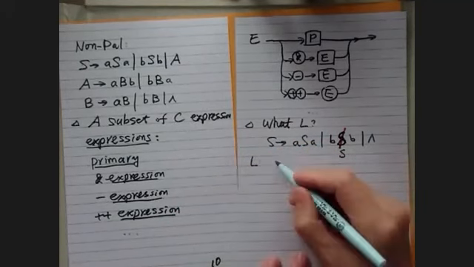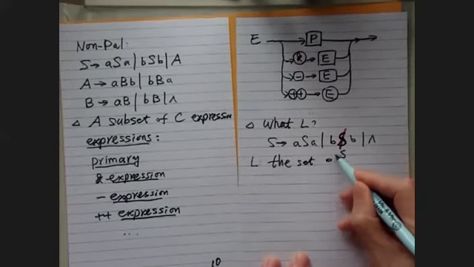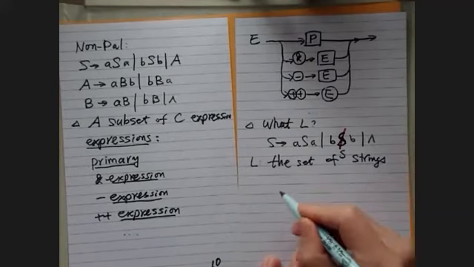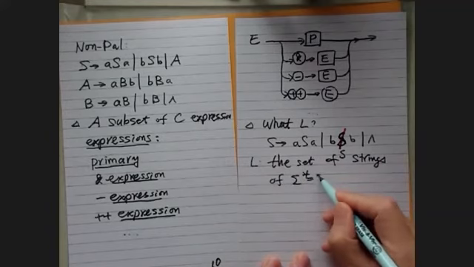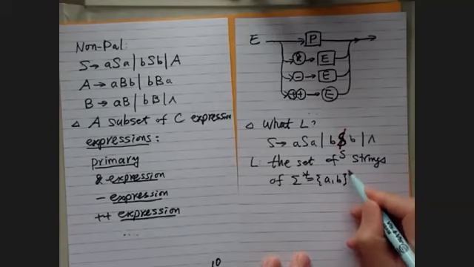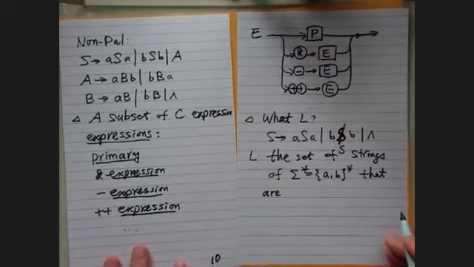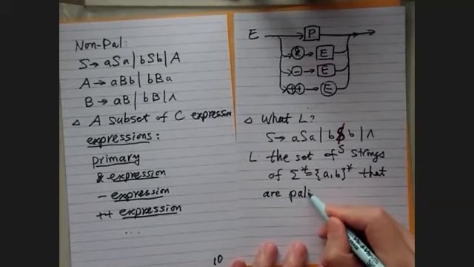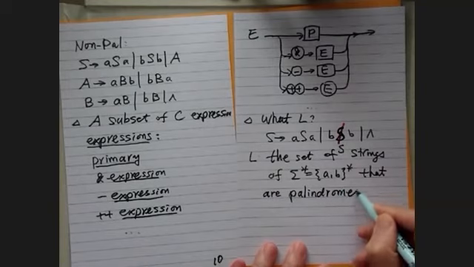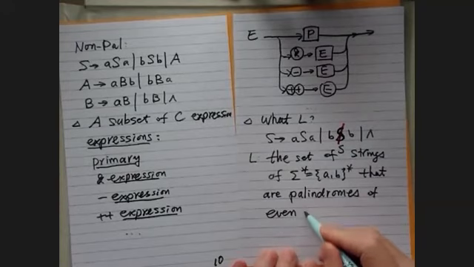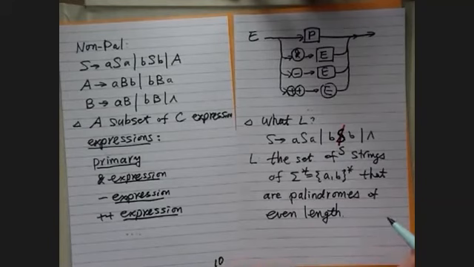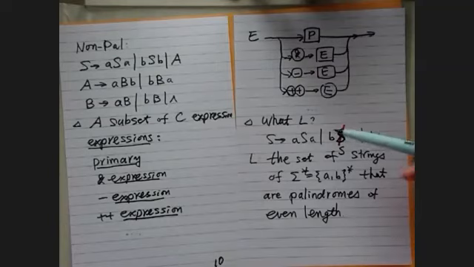So it is the set of strings over the alphabet sigma, which is A and B, that are what? Even length palindromes? Yeah, thank you. Palindromes, very smart. Palindromes of even length. Why even length? There's no way to get rid of S without adding two or zero new characters. The only way to get rid of S is for it to disappear, but each time you pop two, so even length, all right? Very good. Pay attention to detail, all right?